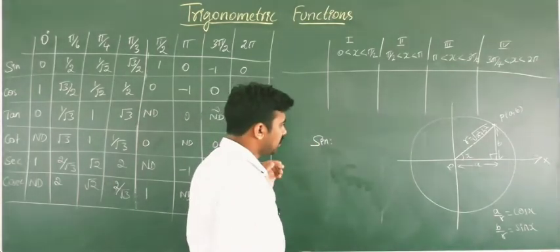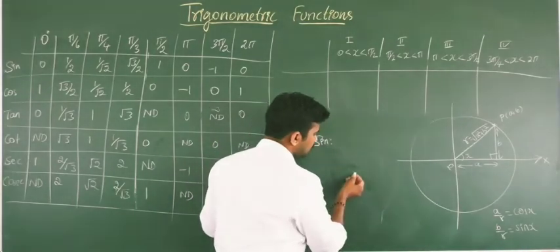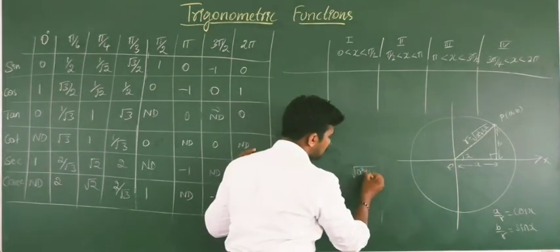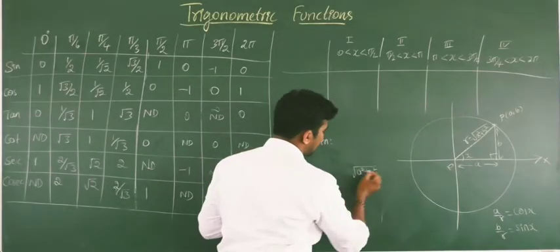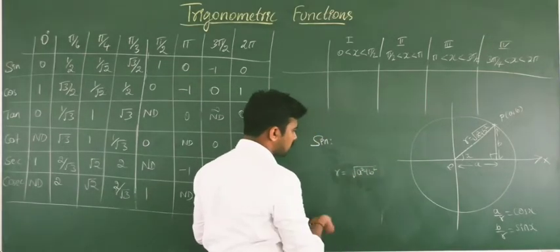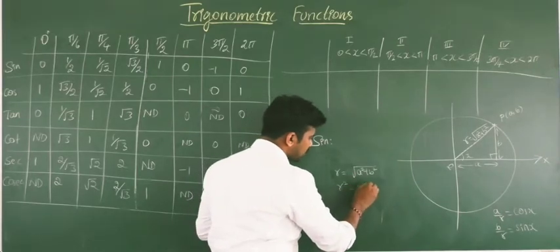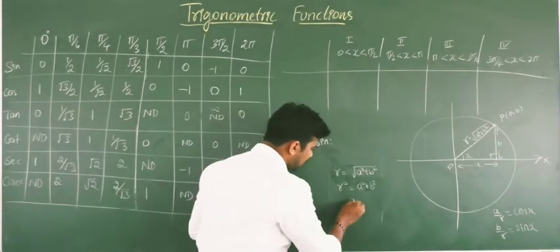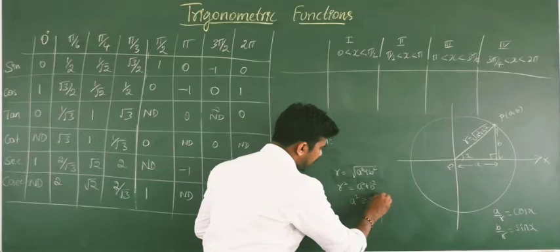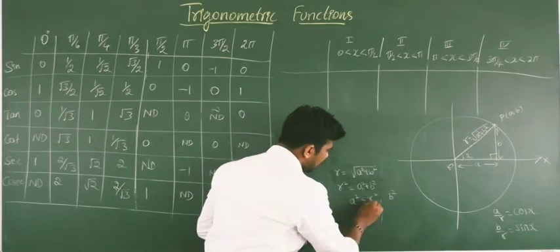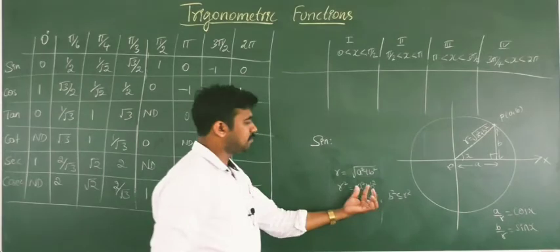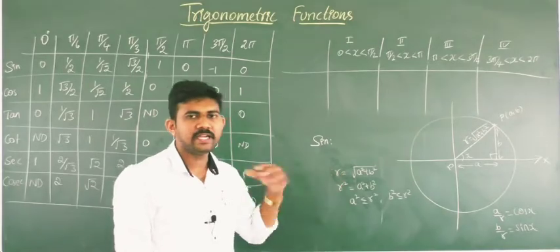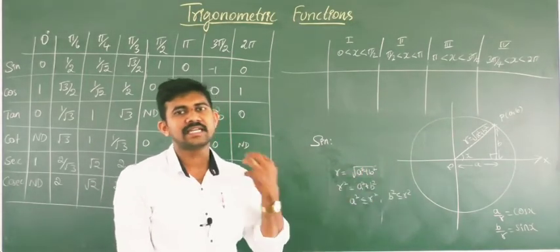Now here, root of A square plus B square is nothing but the R value. R is equal to root of A square plus B square, or R square is equal to A square plus B square. So clearly here, both A square and B square must be less than or equal to R square. Now see, the sum of A square and B square is R square, which means each term must be either equal to R square or less than R square.